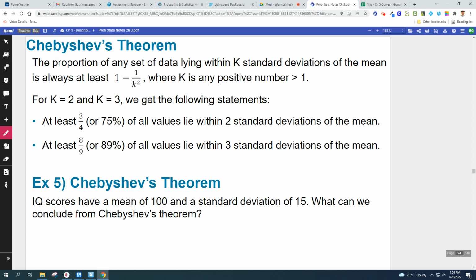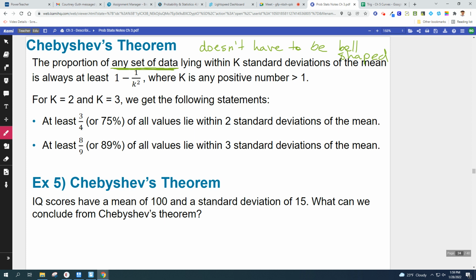I remember not learning what Chebyshev's theorem was, okay? Chebyshev's does kind of the same thing, all right? But the difference is Chebyshev's works for any set of data. The empirical rule had to be bell-shaped. This doesn't have to be bell-shaped. This is more versatile, I guess. Chebyshev's works every time. Empirical rule only works if it's bell-shaped, okay?